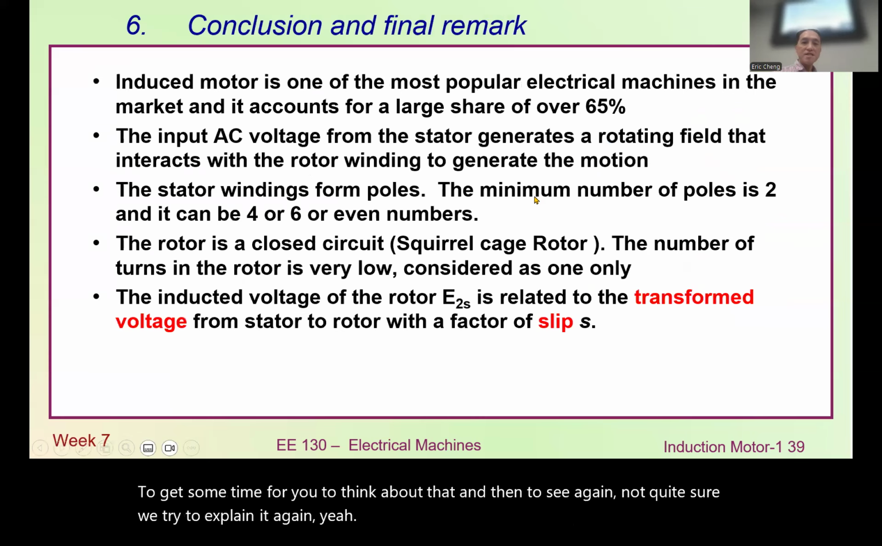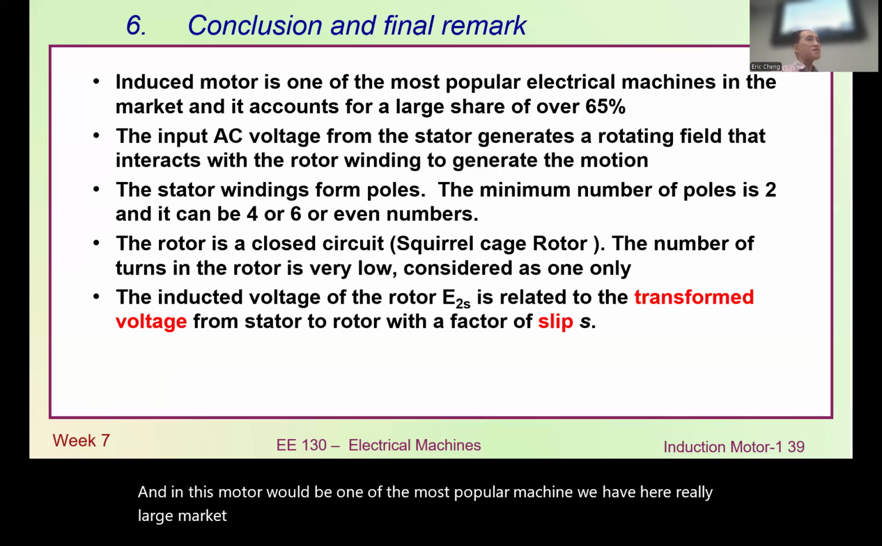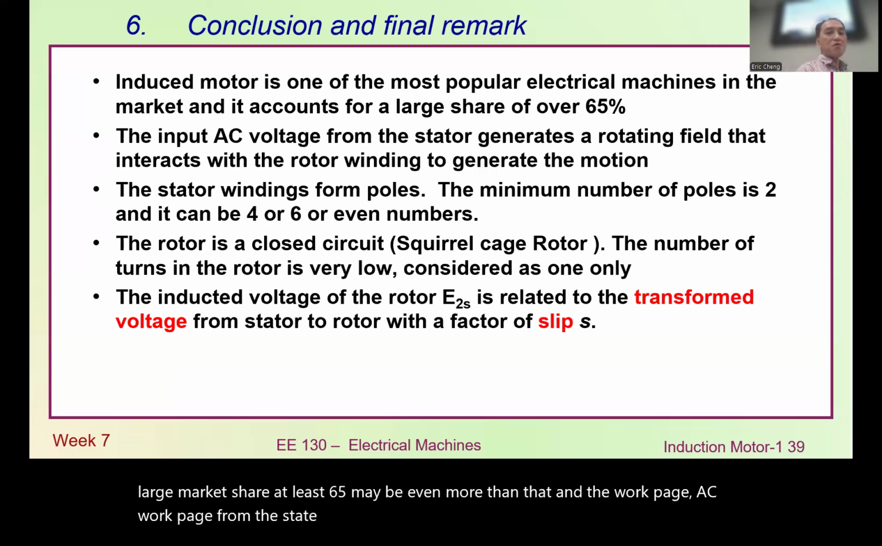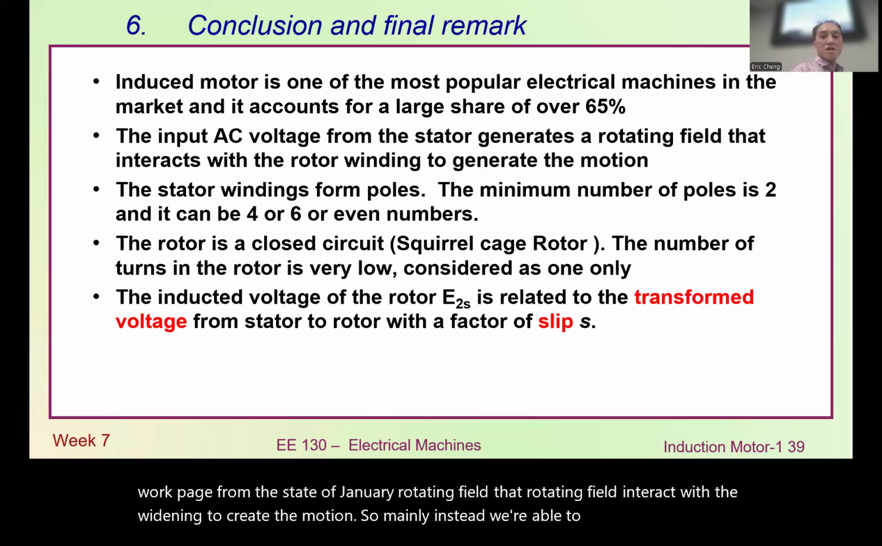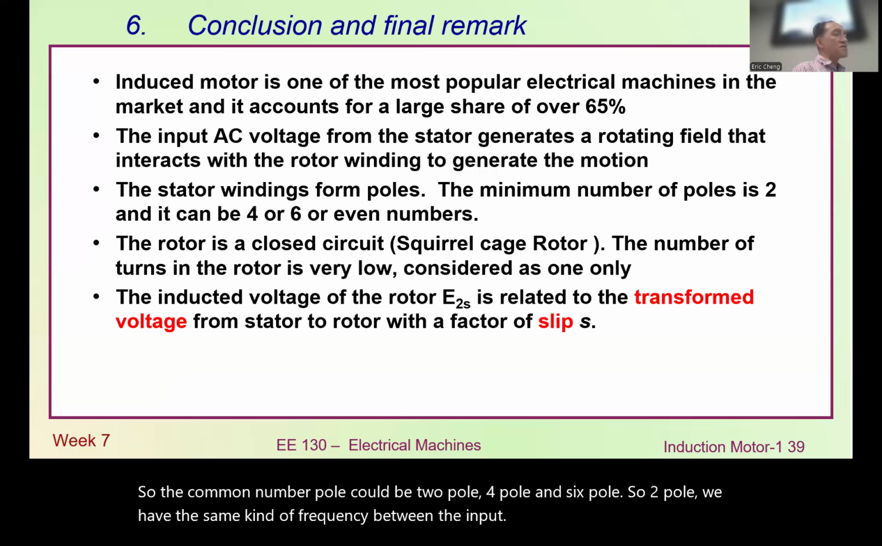To conclude, the induction motor is one of the most popular machines we have. It has a really large market share, at least 65%, maybe even more than that. The AC voltage from the stator will generate a rotating field. That rotating field interacts with the winding to create the motion. So mainly we are able to create a rotating field. The common numbers of poles are 2-pole, 4-pole, and 6-pole. With 2 poles, we have the same frequency for the input and the rotating field.